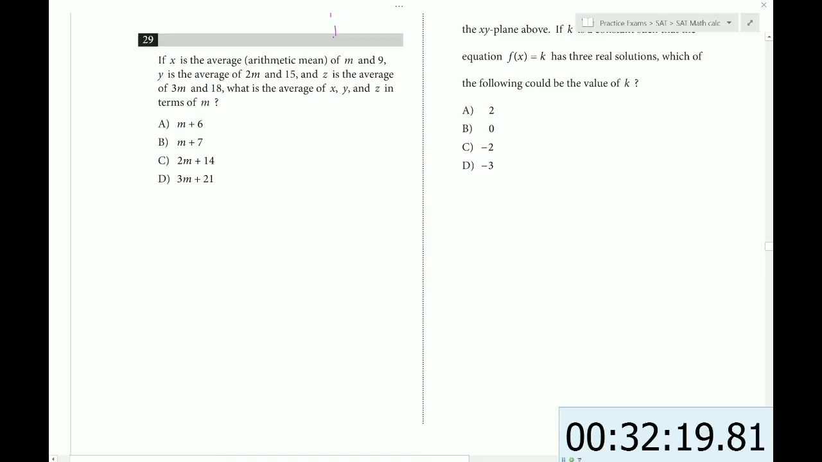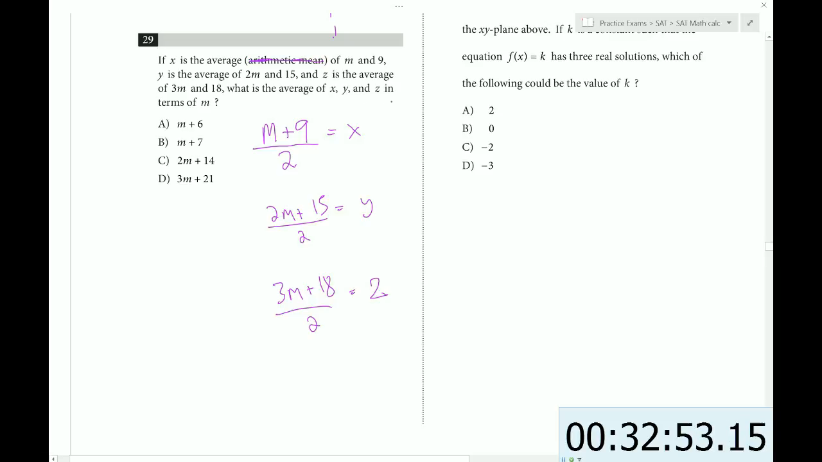If x is the average of m and 9, to get an average we have to add and then divide by the number of items. So the average there is x. And then y is the average of 2m and 15. So we add them and divide by 2, and that gives us y. Now z is going to be the average of 3m and 18. 3m and 18 average is equal to z. What is the average of x, y, and z in terms of m?